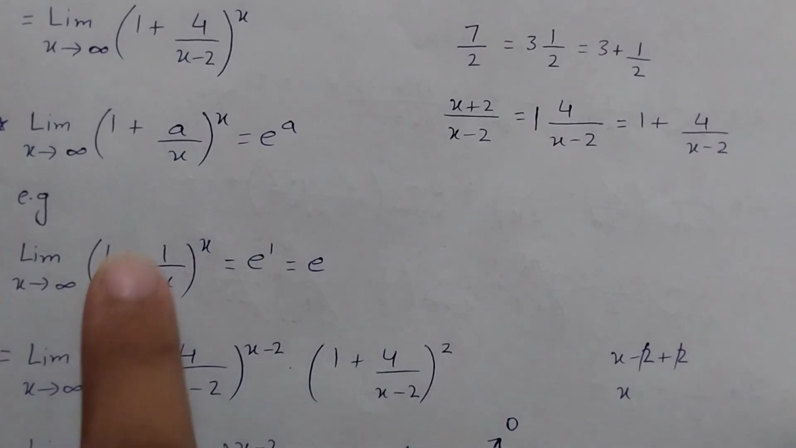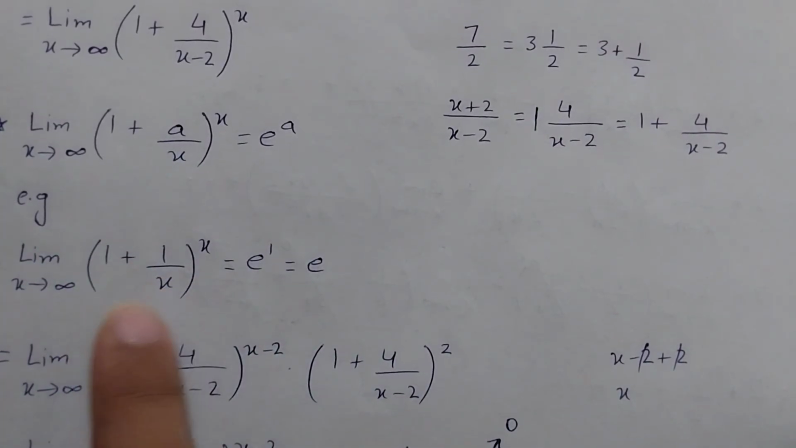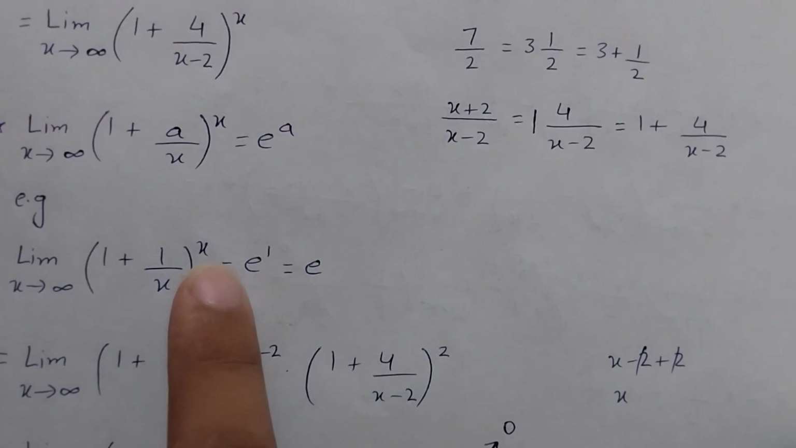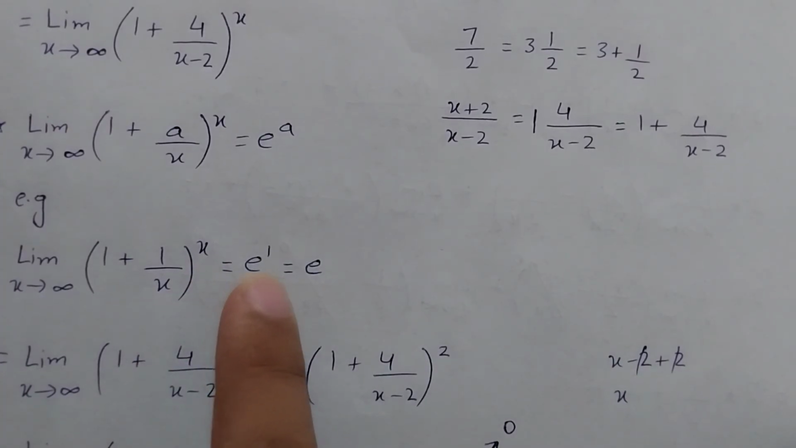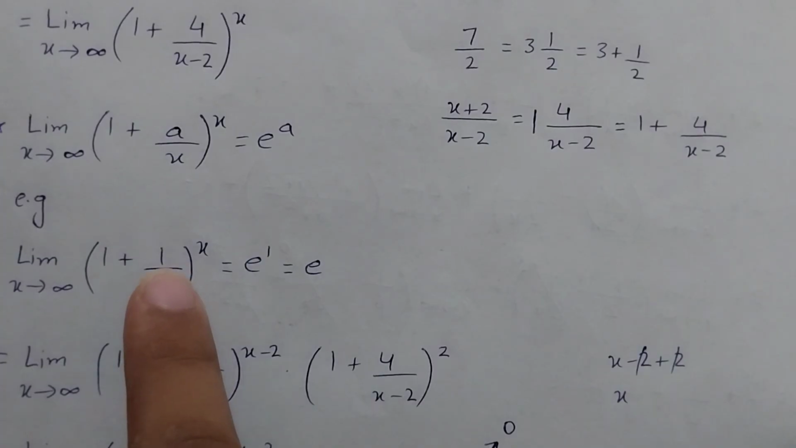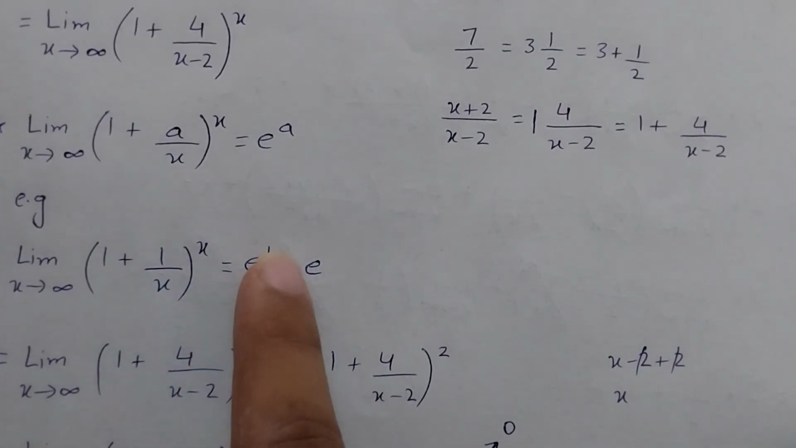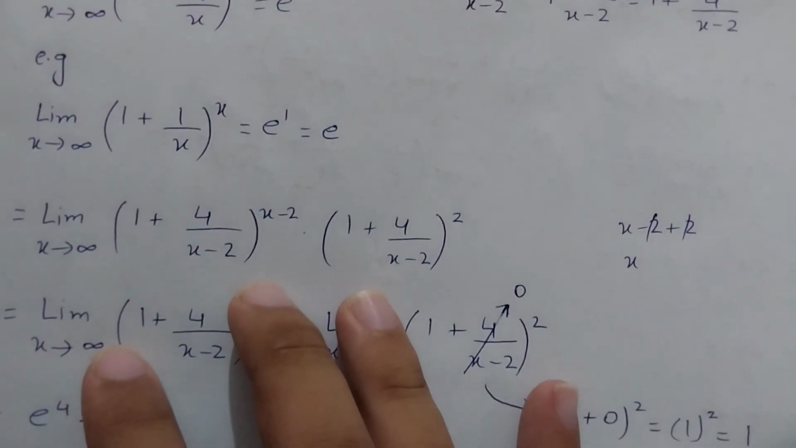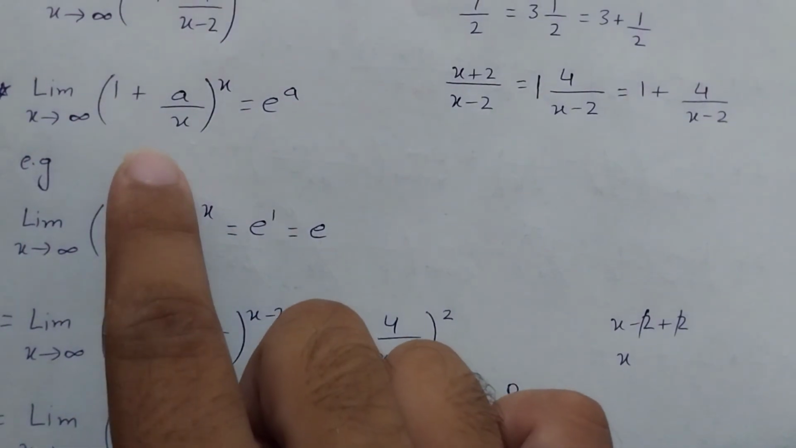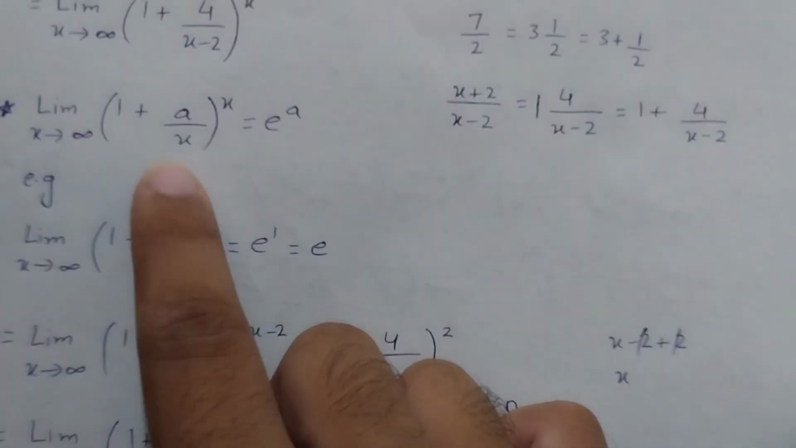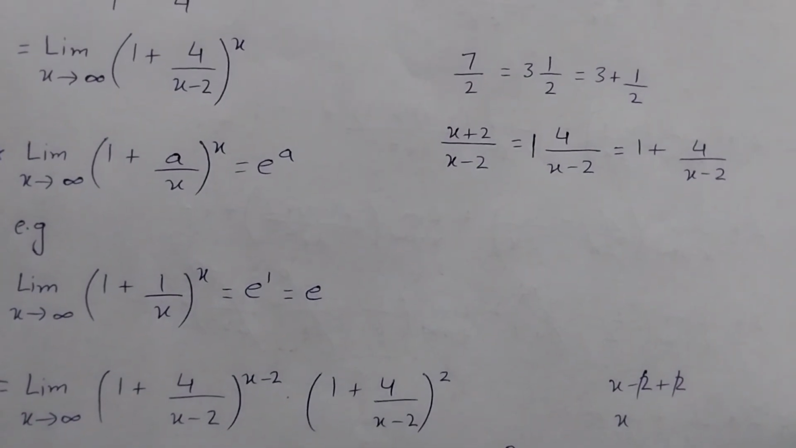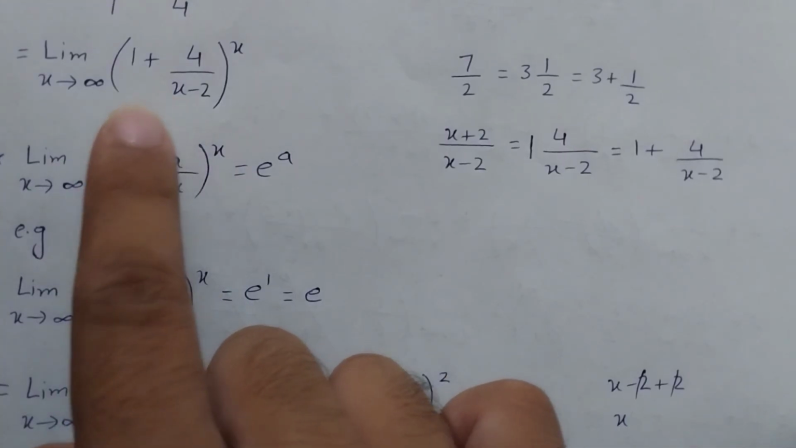And the example of this result is a well-known limit: the limit as x approaches infinity of (1 plus 1 over x) raised to power x is equal to e raised to power a, and here a is 1, so e raised to power 1, which is just e. So this limit is equal to e. This is a well-known result, and the general result is this, which we are going to use in order to evaluate this limit.